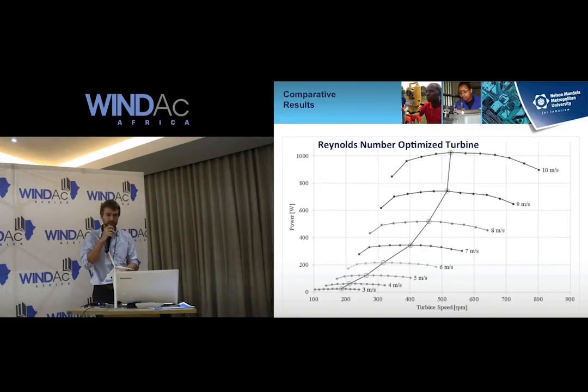Now let's look at the Reynolds number optimized design. Much flatter power curves. So that's the characteristic of this oversizing and increasing the Reynolds number of the blades. What would happen is you would be operating at 8 meters a second there, sudden gust to 10 meters a second, and you're operating there without changing RPM. Very close to your max power point there.